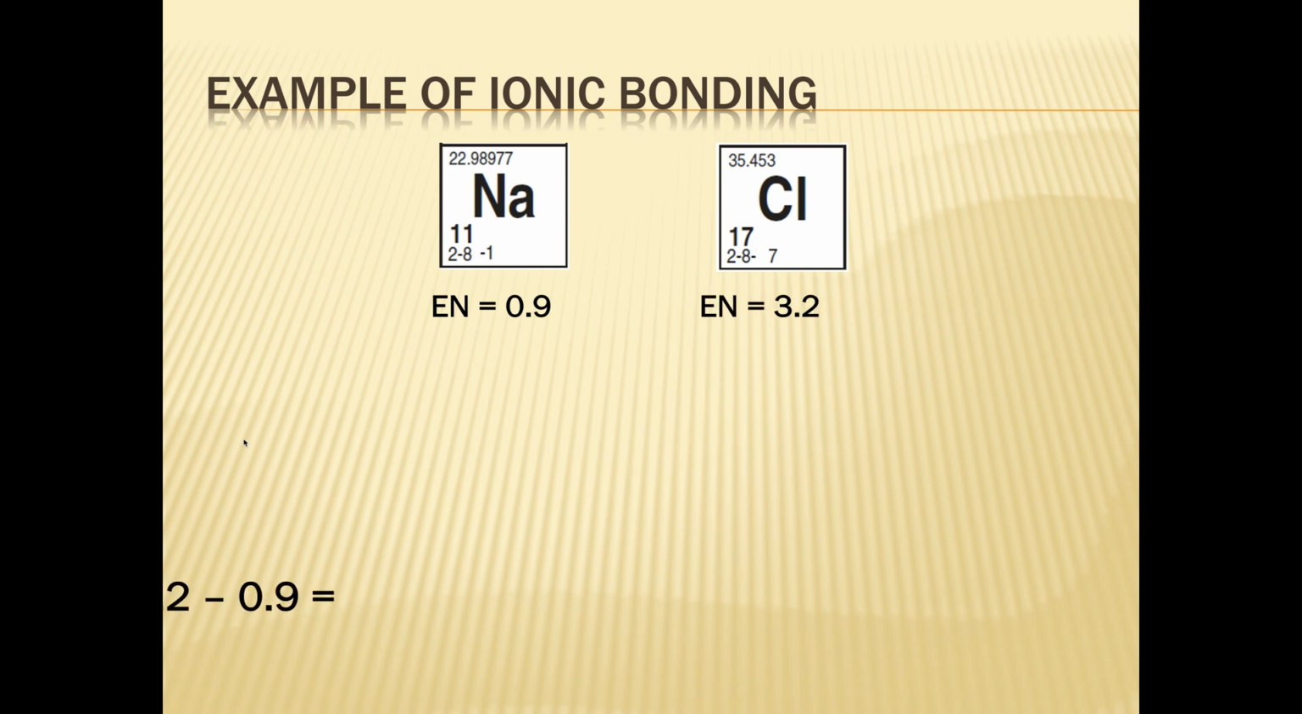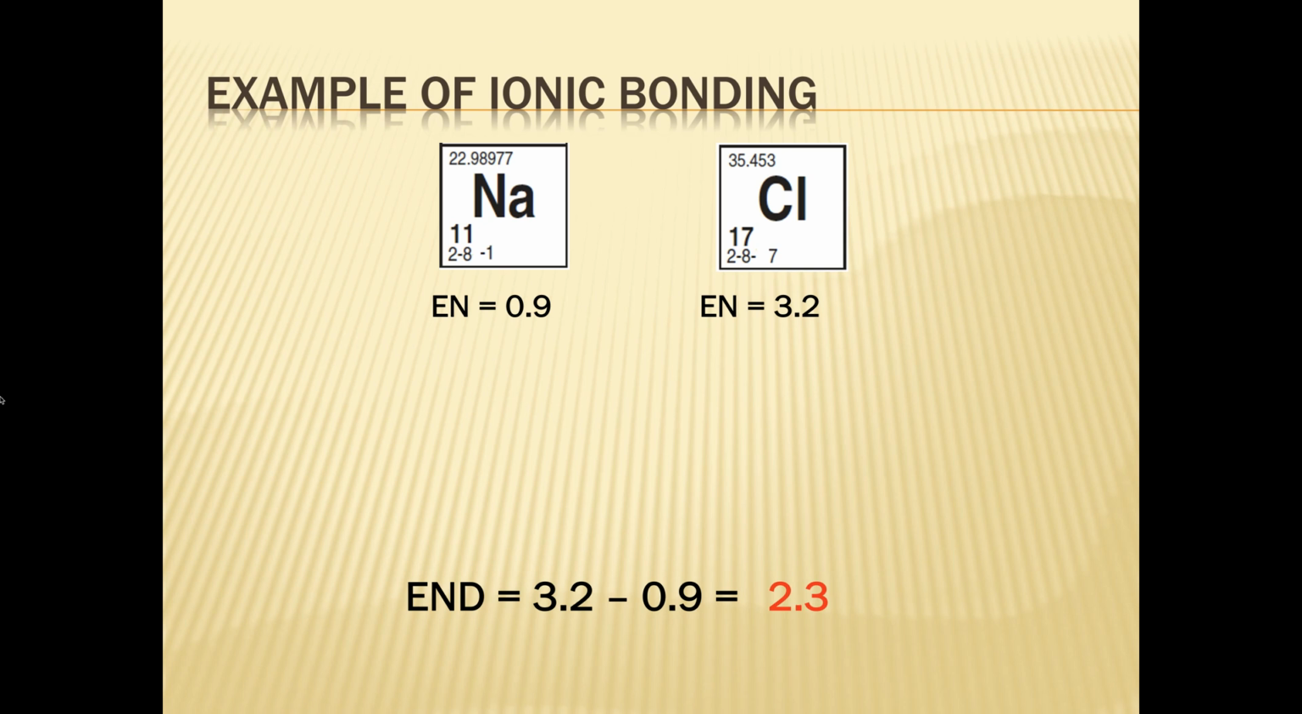So let's take the difference between them. We subtract the lower one from the higher one, and our difference is well above 1.7. That means chlorine has enough pull on electrons to completely remove sodium's one and only valence electron. And look what's going to happen.